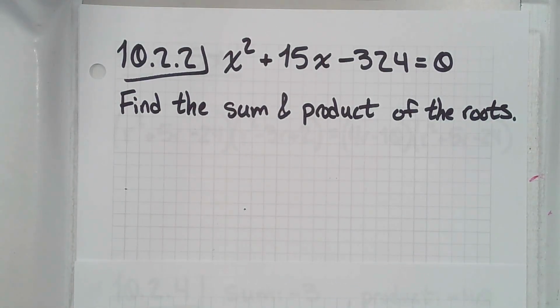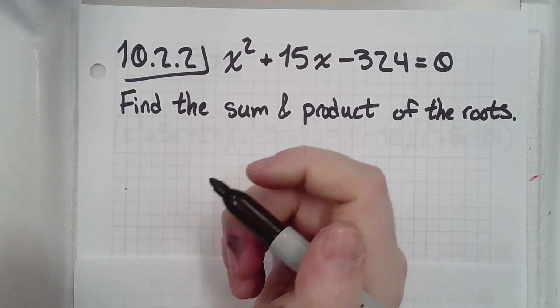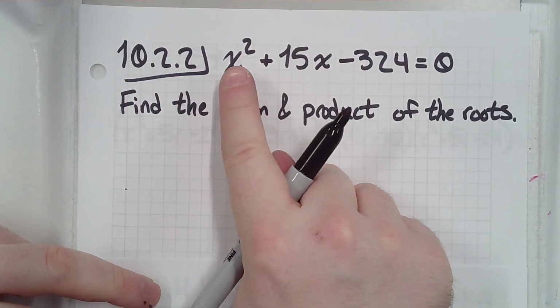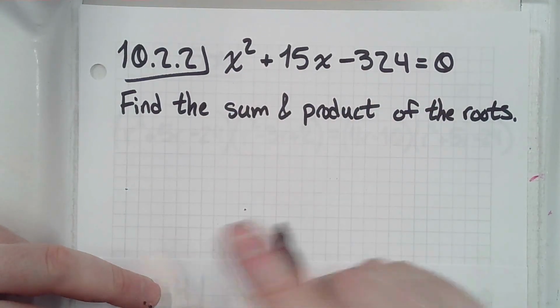Because these videos aren't teaching videos, they're more like review or just a little bit of help along your way. I'm not going to go fully into this, at least I'm going to try not to. But the sum and product of your roots means this. Whatever the numbers are that make this whole thing equal 0, those are your roots, right?